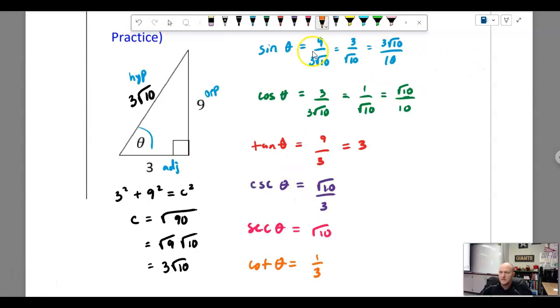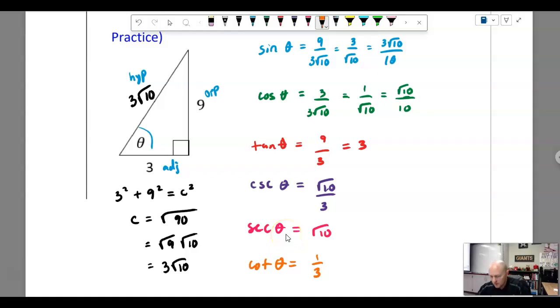Okay, here are the values that you should have gotten. Sine of theta, 3 root 10 over 10. Cosine theta, square root of 10 over 10. Tangent of theta is 3. Cosecant theta is root 10 over 3. We just take the reciprocal of this reduced form. Secant theta is square root of 10. I did the same thing I did here. And cotangent of theta is 1/3. I take the reciprocal of 3.